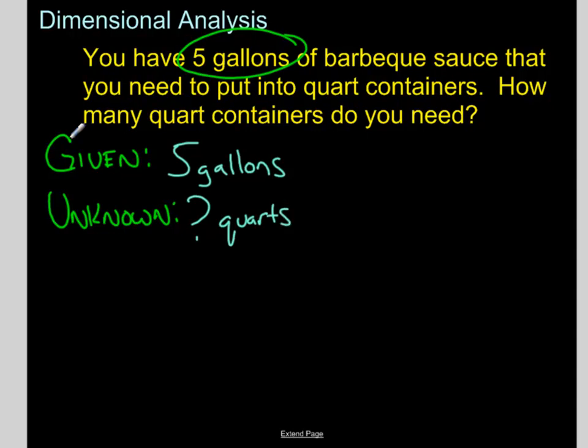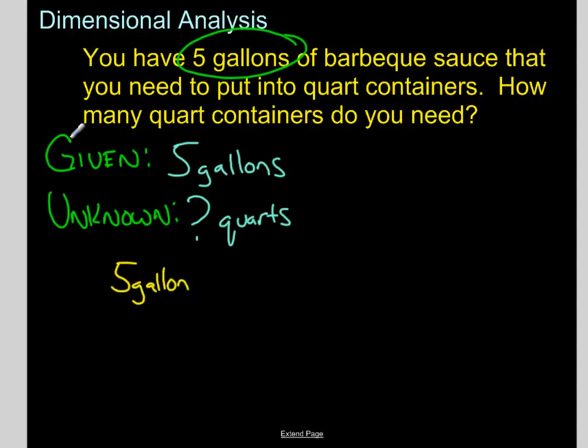At this point in the year, it's not real important that you label, like that I put that it's of barbecue sauce. That will become more important later in the year because you'll have to say of what particular chemical, what formula, what compound do you have, and what are you turning it into.